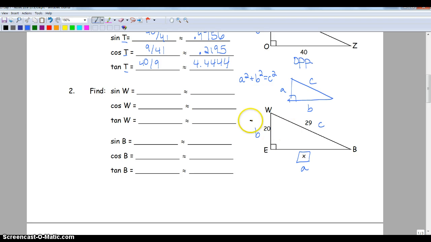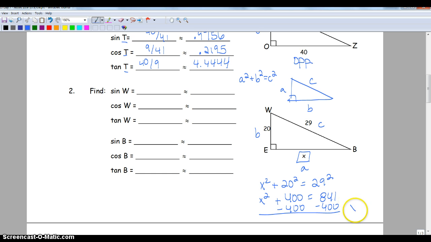So you're going to have to find the missing side before we can do what we did in the problem above. So we're going to do A squared, or X squared, plus 20 squared equals 29 squared. Alright, you can do 20 times 20, you'll get 400. You can do 29 times 29, and you're going to get, let's see, 841. From there, you're going to get x squared by itself. You subtract 400, you get x squared equals 441.